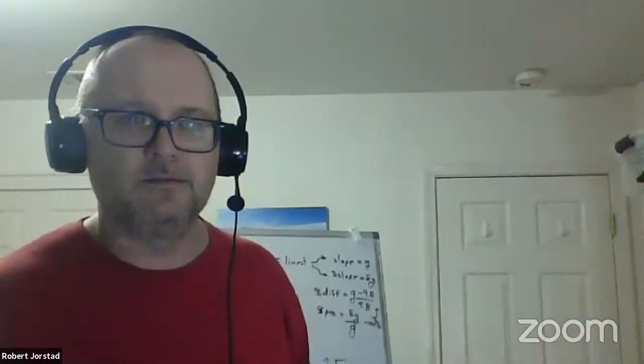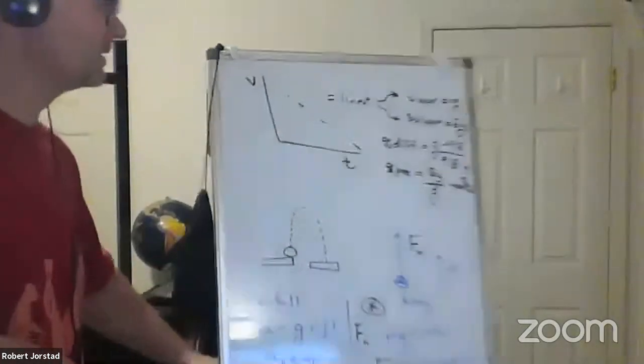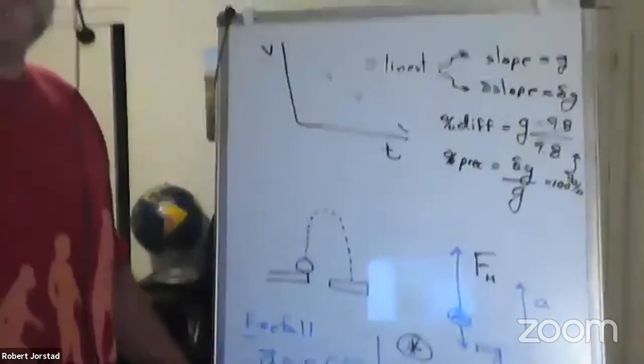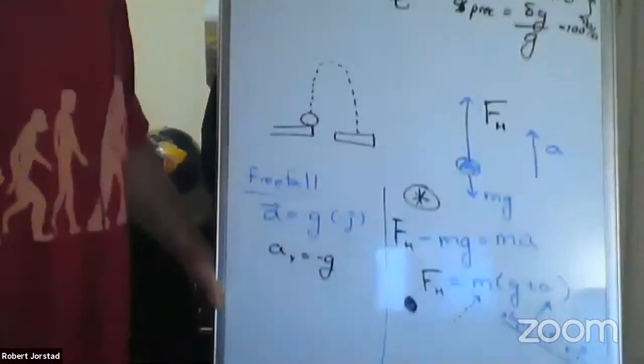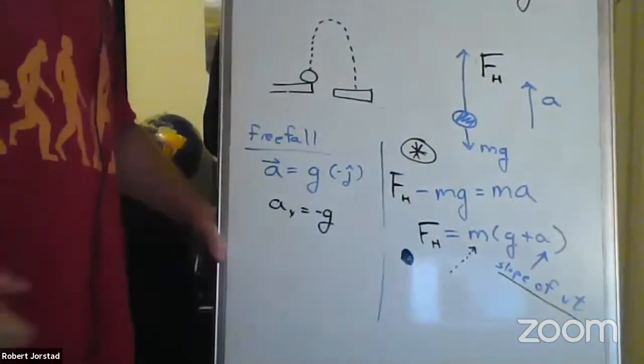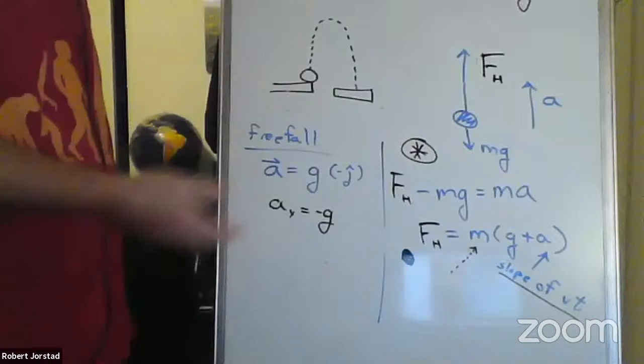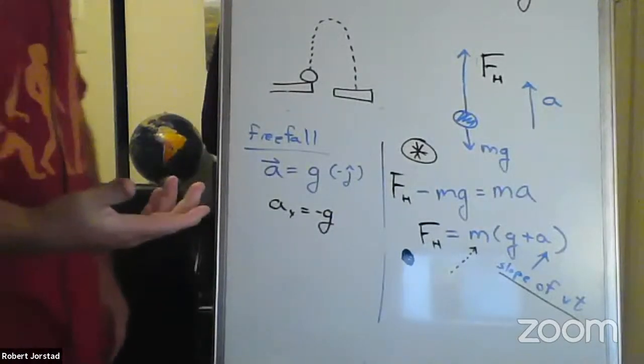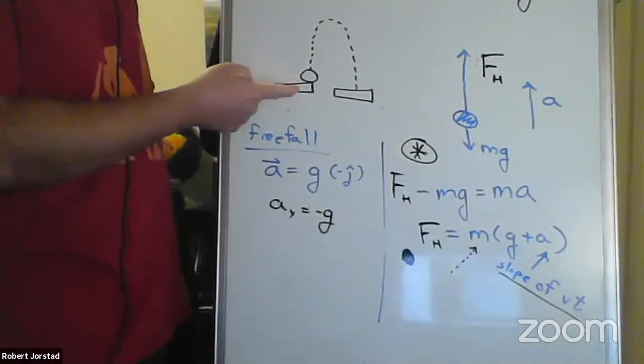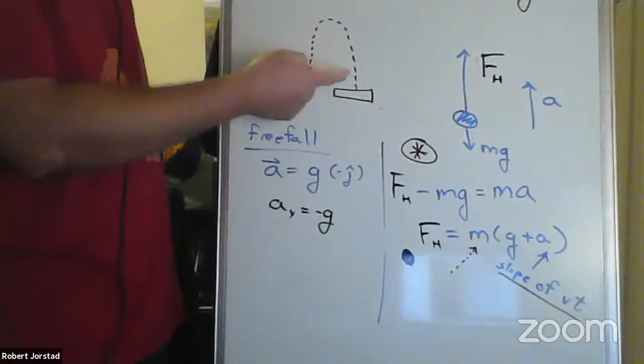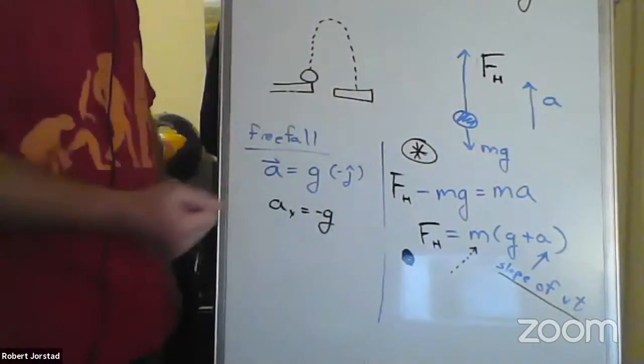Let's say I was doing an experiment where a ball is being thrown up in the air. Think about this. This is supposed to be a hand throwing the ball up. It flies through the air and it lands on another hand here, catching it.